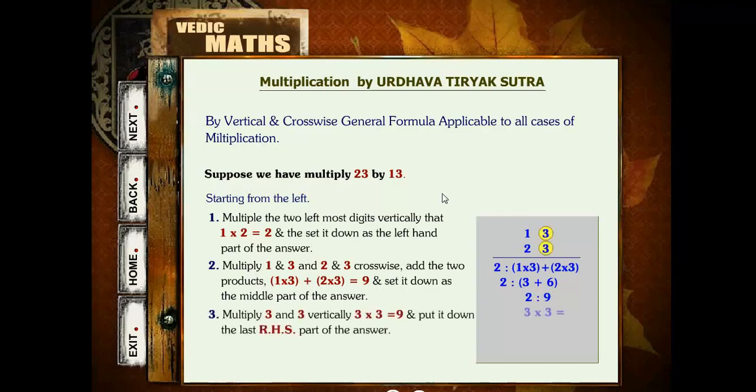Now multiply 3 and 3 vertically, which is equal to 9, and put it down as the right hand side of the answer. Thus 23 into 13 is 299.